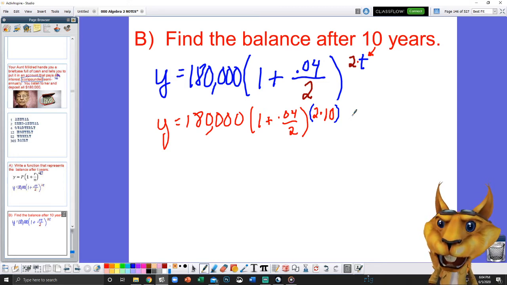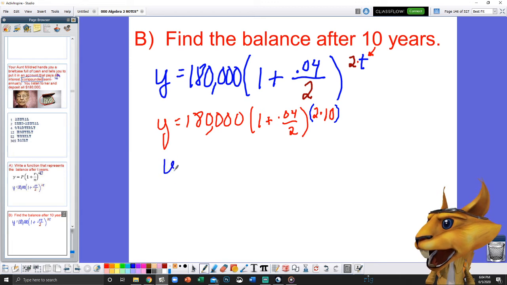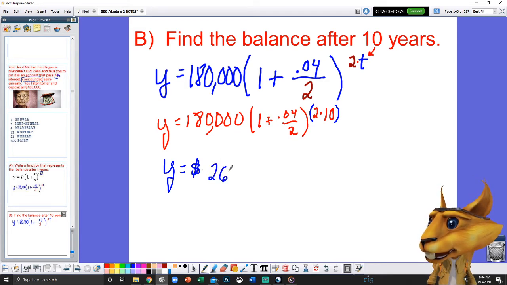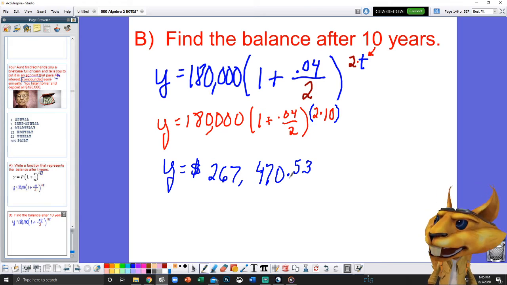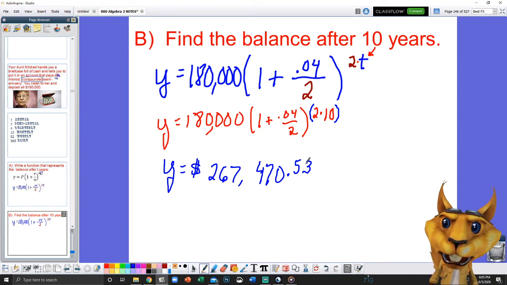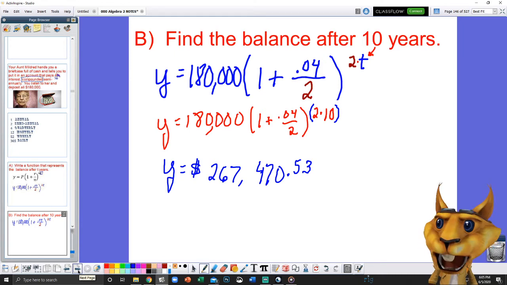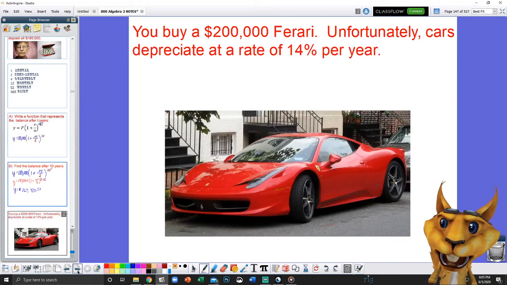Boy, I was slow at typing that today. All right, so I got y equals, hopefully you have, this was balanced, so we know it's going to be money, $267,470.53. That's a lot of money. Our 180,000 is turning into a lot in just 10 years. All right, if you have any questions, you know where to find me, but go ahead, hit pause if you need to. We're going to move on to the next one.